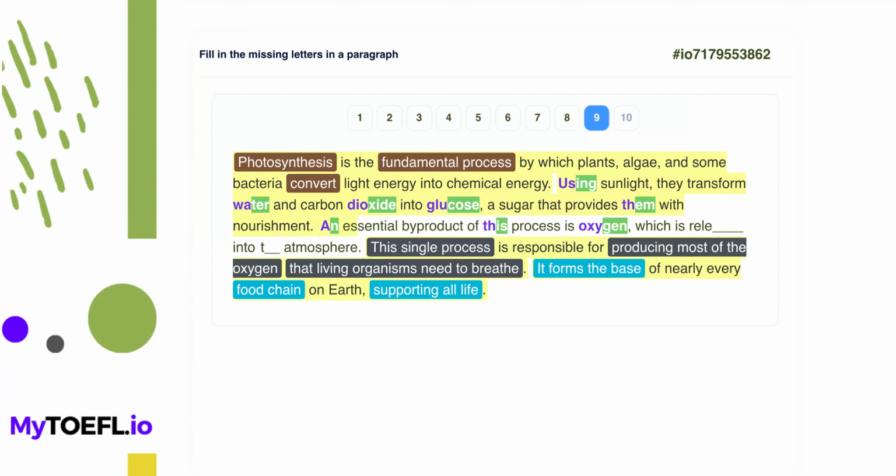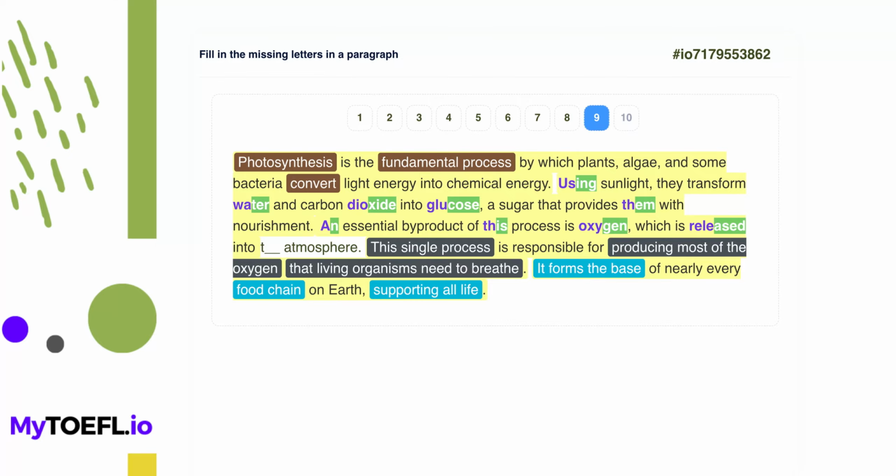Let's look at the ninth blank, describing what happens to the oxygen. An essential byproduct of this process is oxygen, which is blank into. The question provides the letters R, E, L, and E and contains four missing spaces. The sentence structure is into suggests a passive verb. We need a verb that means the gas is let out or set free. The provided letters at the beginning guide us to a verb that means to discharge. The correct word is released.